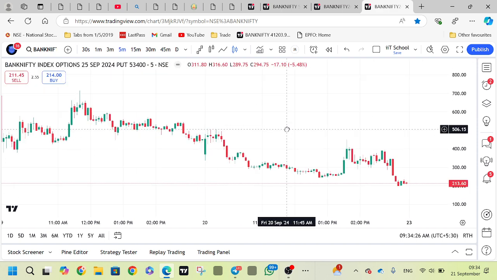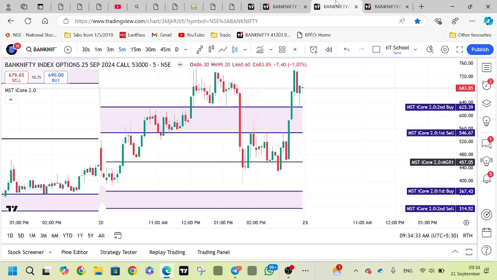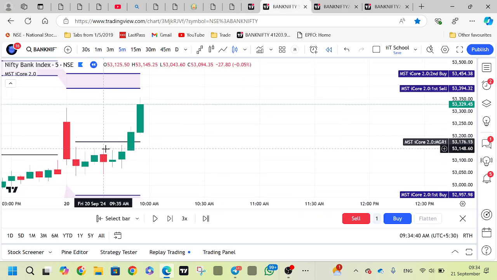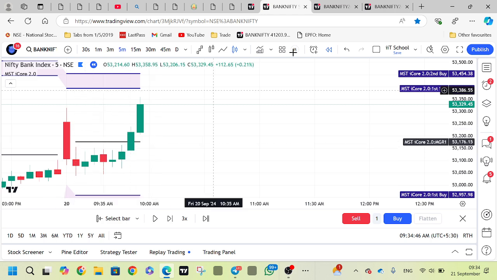Clear now? I am taking at the money. If you want, you can take in the money. Don't go for out of the money. If you want to trade out of the money, better you trade with the midpoint. The MGR point is there, here. The 53,100 call option and 53,200 put option you can trade based on this MGR midpoint.